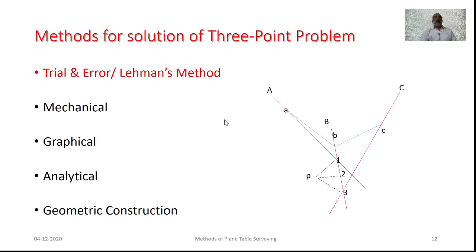There are a number of methods for the solution of this 3-point problem. One can make use of the trial and error method. It is also called Lehmann's method. There is another method which is called the mechanical method. It is also called the tracing cloth method, graphical method, analytical method, and there is even a geometric construction method. This Lehmann method or trial and error method gives us an accurate solution and practically it is mostly applied.